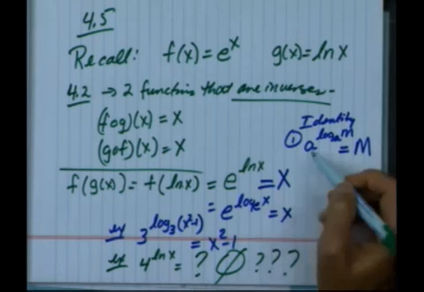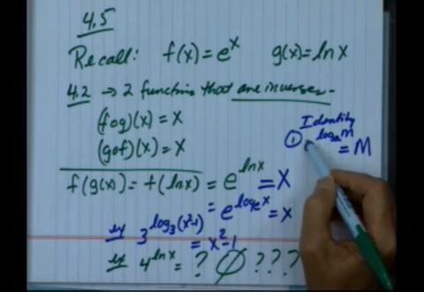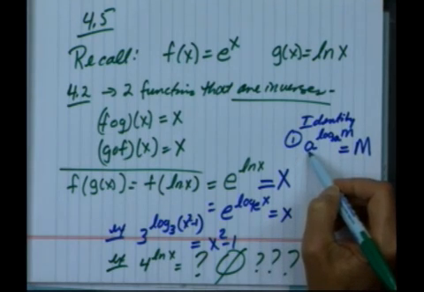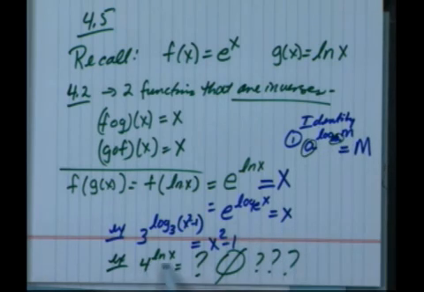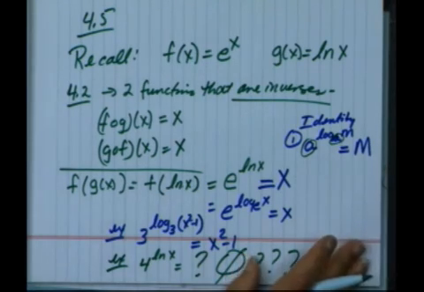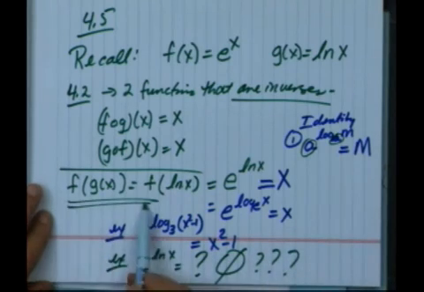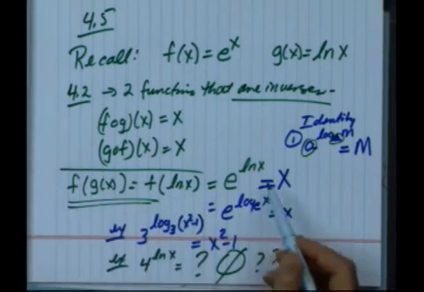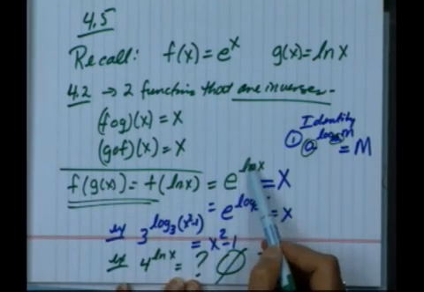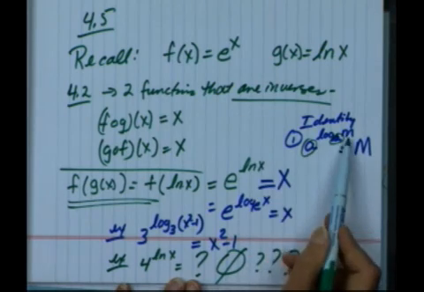The point is it has to be the exponential with base a, raised to the log to the base a. You've got to have the a's matching. So we don't know anything about 4 raised to the natural log of x. It doesn't fit the identity. Okay? All right. So that was the composition f at g of x to come up with the identity a raised to the log to the base a of m is m.